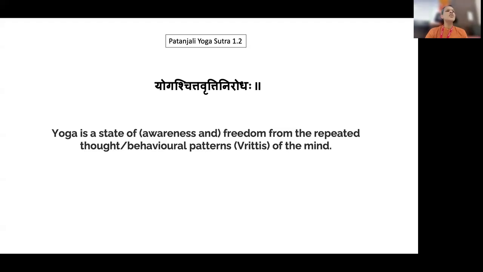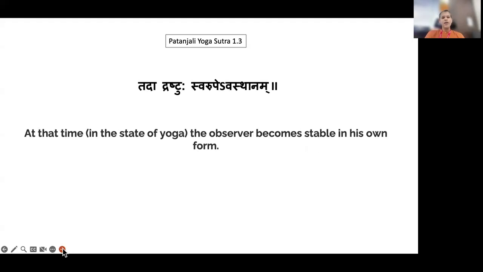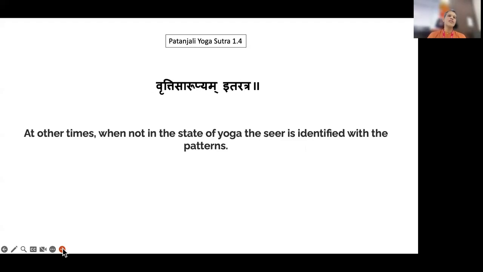This chitta is not only for projecting the world or sleeping. This chitta has one more divine quality to it. It can project your swarupa, your true self. It can project your true self on it too, because what does Patanjali say in the following verse? Tada drashtuh swarupe avasthanam, vritti sarupyam itaratra.